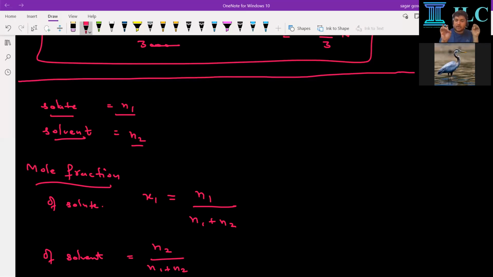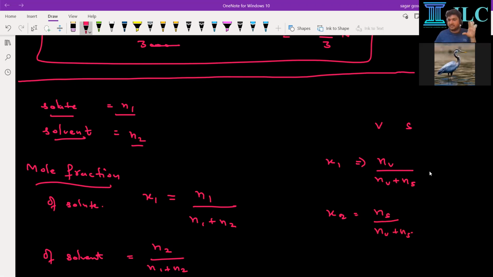So mole fraction of any component is defined as the fraction obtained by dividing the number of moles of the component by the total number of moles. Suppose your name is Vishnu, my name is Sagar. If someone says find the mole fraction of Vishnu, I will say number of moles of Vishnu divided by number of moles of Vishnu plus number of moles of Sagar. Got it? So it is your mole fraction. But if I say what is my mole fraction? So my mole fraction would be number of moles of Sagar divided by Vishnu plus Sagar. Are you getting what I'm saying?